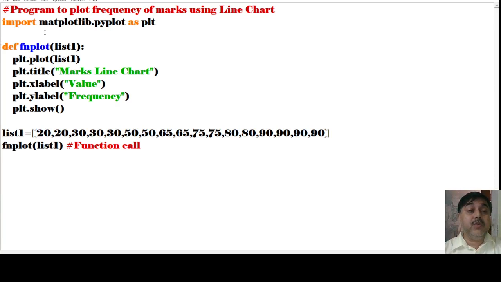In this information, import matplotlib.pyplot as plt has been done. Next, see here: def fn_plot_list1, plt.plot(list1), then plt.title, what, mark line chart. Okay, plt.title is 'mark line chart'.